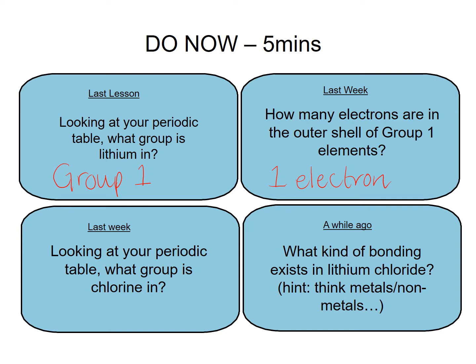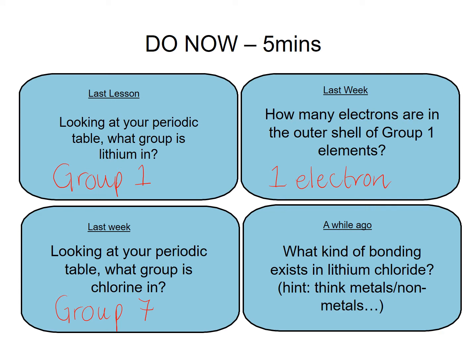Now next question, looking at your periodic table, what group is chlorine in? You will find that chlorine is on the right hand side of the periodic table, and it's in group number 7. Really well done for getting that one as well.